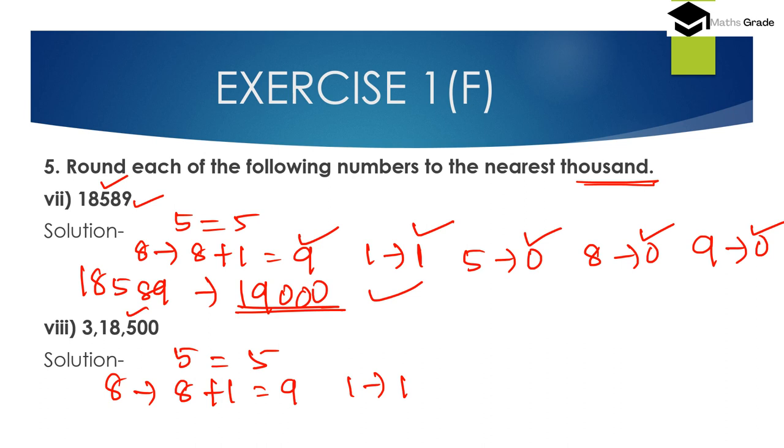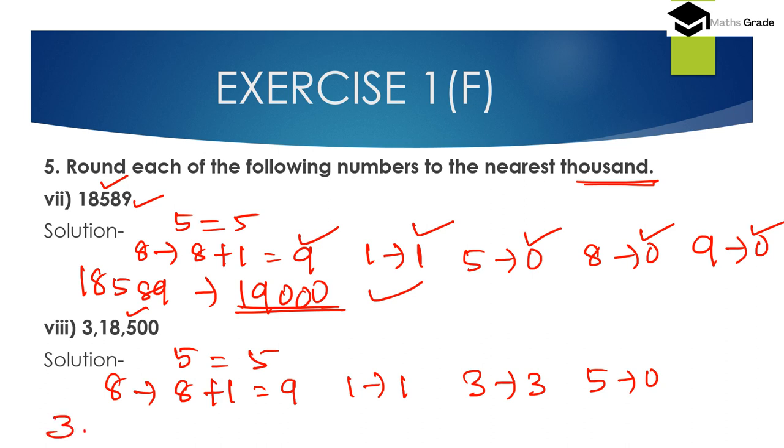Just write down 1 only, and the lakh place digit 3 stays 3 only. Just write down 3 only. And the hundreds digit 5 changes to 0, the tens digit 0 changes to 0, and the units digit 0 is 0 only.